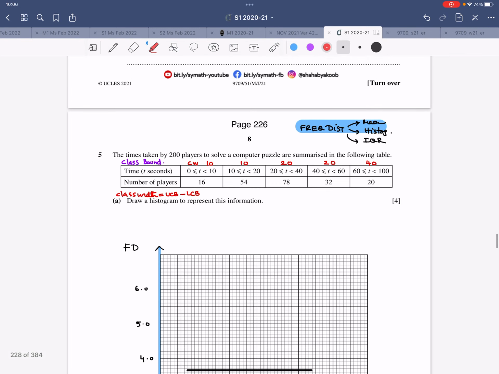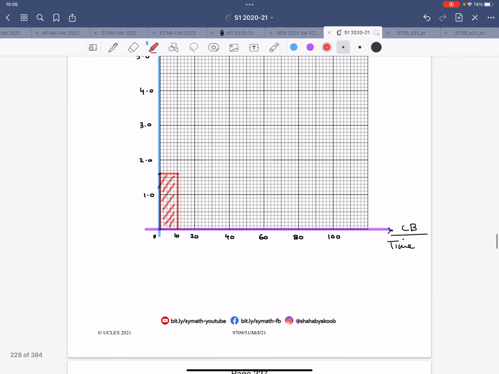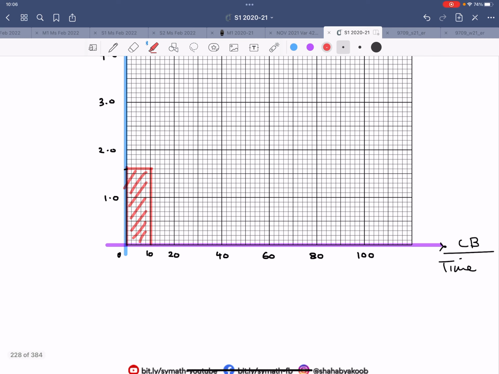So frequency density over class width. A frequency density is class frequency over class width, and what goes where, and so on.